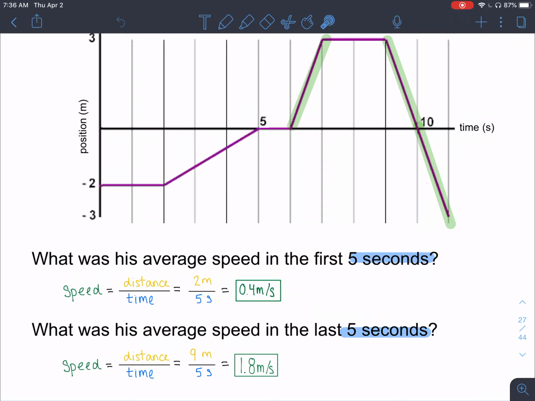Oh, sorry, I was thinking that I was going from 5 to 10. We are going from 6 to 11, so still 3 meters at rest, another 3 meters, and then another 3 meters when we're in the negative portion of the graph. So a total of 9 meters traveled for the distance in 5 seconds.